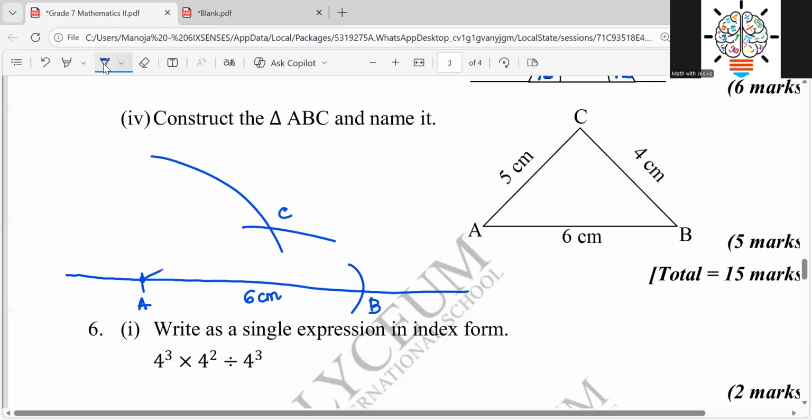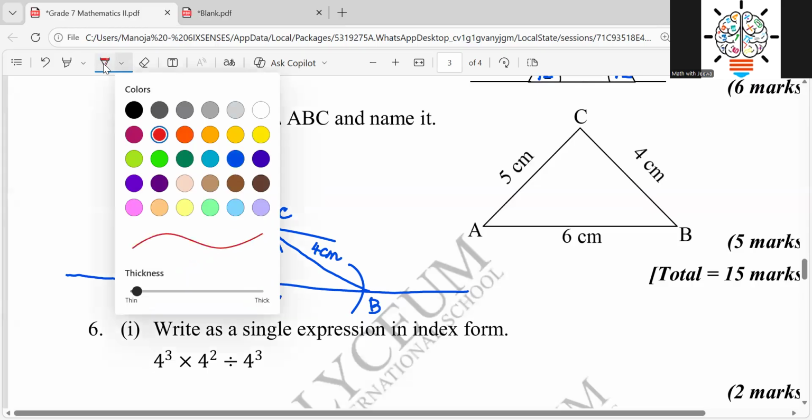What you do, you take the ruler and join the points like this. Okay. And this is 5 centimeters and this is 4 centimeters. Okay. This is how you want to do it. That you constructed and you name it. You want to show ABC and you want to write the length of the triangle and you want to show the arcs.